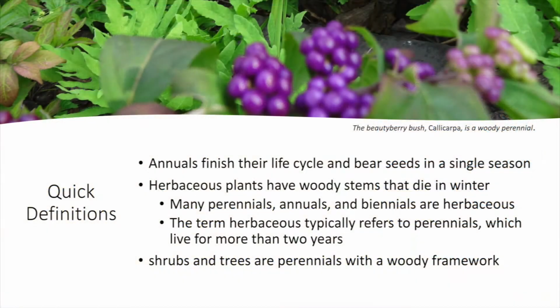A couple quick definitions. Herbaceous plants have vascular systems. They include annuals, perennials, and biennials. These examples would be flowering plants, ferns, and grasses, as well as sedges. The term herbaceous, however, is typically used for perennials. They store nutrients underground during the winter, including roots, bulbs, and tubers. Woody plants, on the other hand, are perennials with a woody framework. They can be deciduous, semi-evergreen, or evergreen.